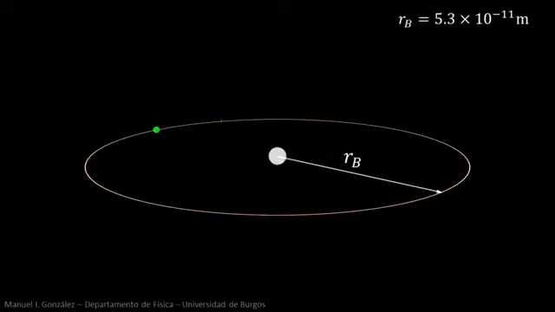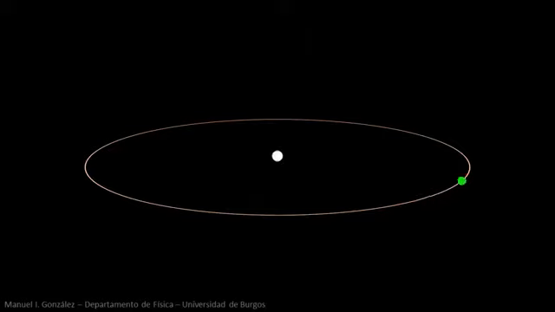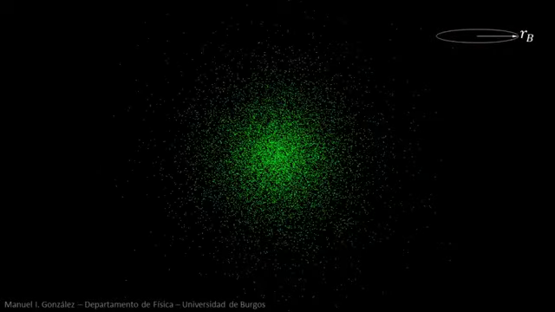First, the size of the proton is about 50,000 times smaller than the Bohr radius. Second, quantum mechanics teaches us that the electron is not confined to a well-defined orbit, nor can it be located accurately. Instead, it occupies a region of space around the proton, called orbital.